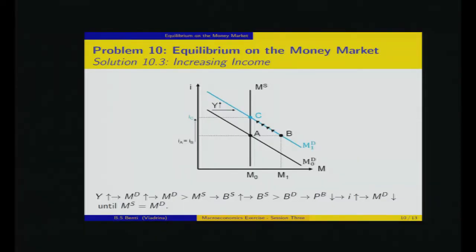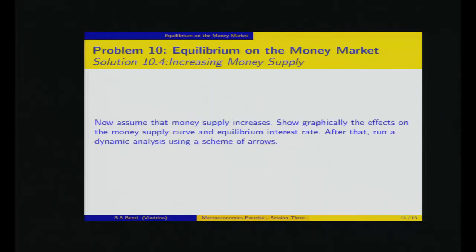So graphically, it is indicated on the slides that you are seeing, and the scheme of arrows as requested in the problem indicates the movement of each variable as we have just discussed. The next part is the increase in money supply. Now assume that money supply increases, show graphically the effect on the money supply curve and equilibrium interest rate.